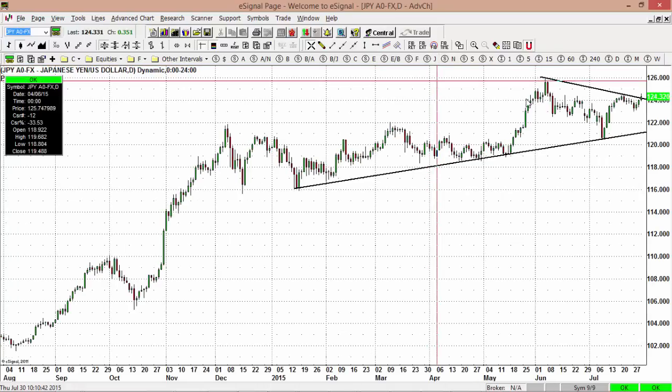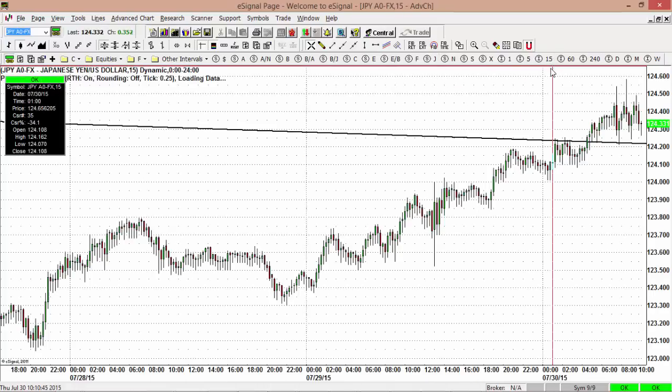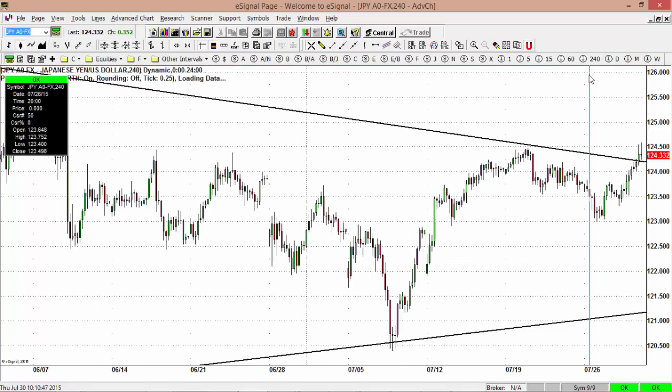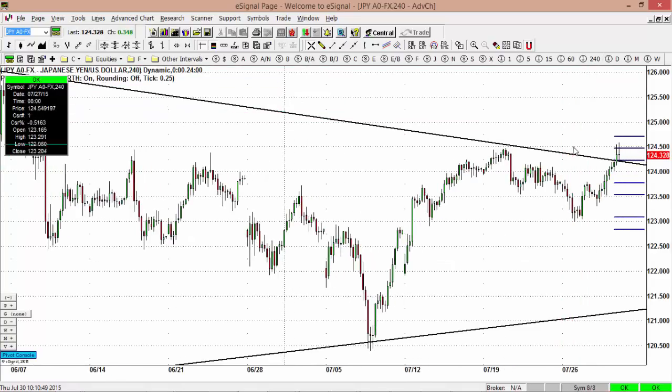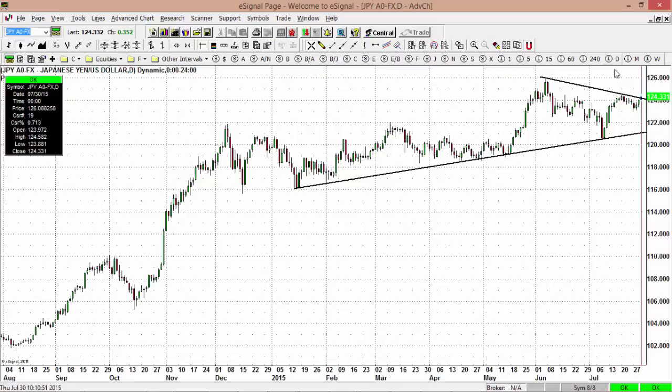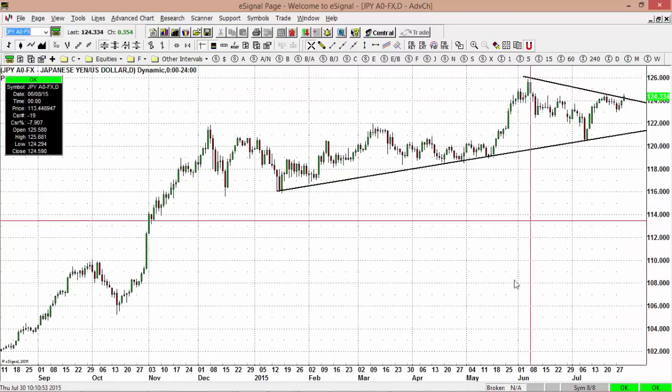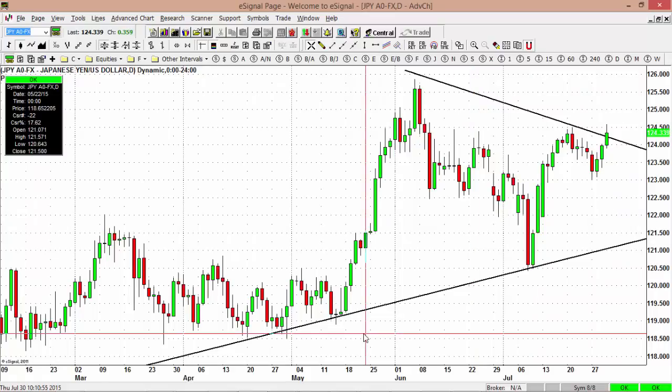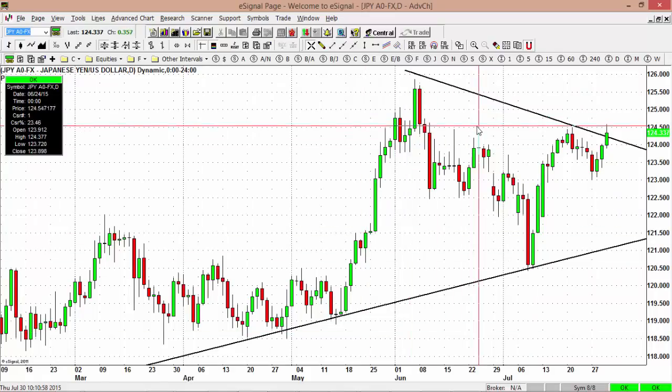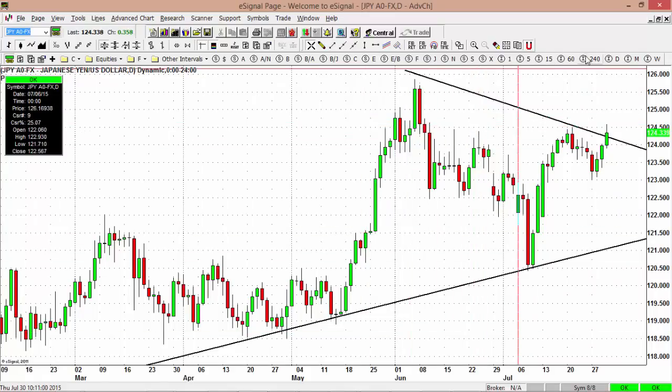Looking at the Japanese yen, we were up on the day, up more than we are now, and we have seen some weakness in the stock market, and that seems to be affecting the Japanese yen, and we are getting some resistance in this 124.50 region.